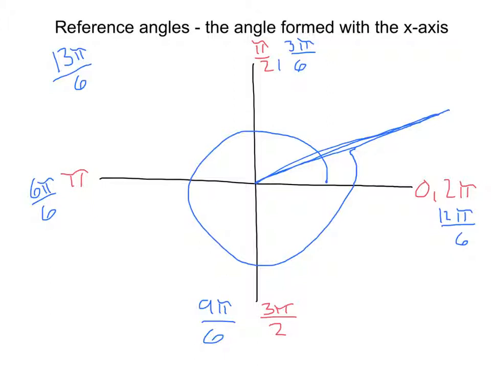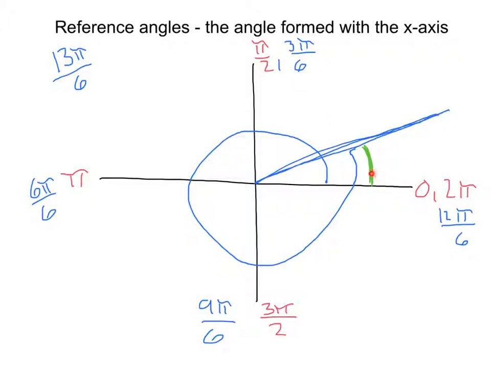Now I could have added another 2 pi to this 3 pi over 6 to find out what this marking point would be if I kept going around, but I see that 13 pi over 6 is just a little more than 12 pi over 6, so I know it's going to be here. So my reference angle is going to be this angle right here formed with the x-axis. Now even though we've gone full circle all the way around and back to the start, we're going to find our reference angle the same way.